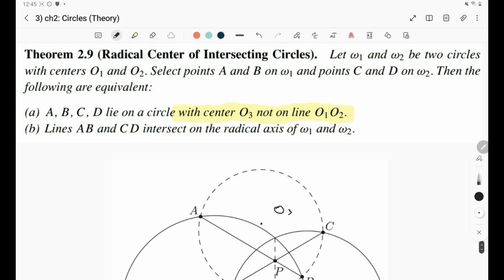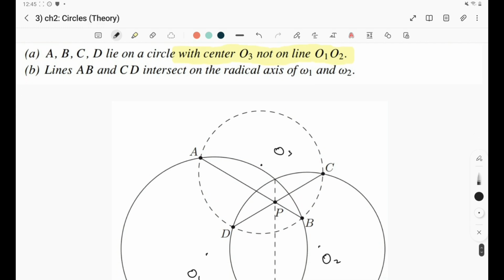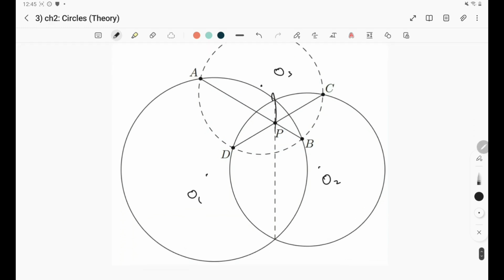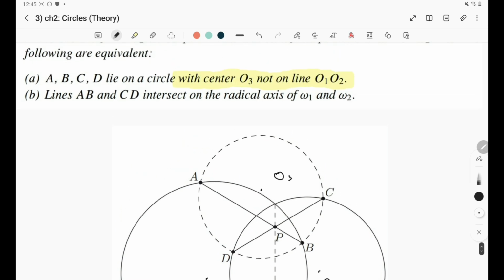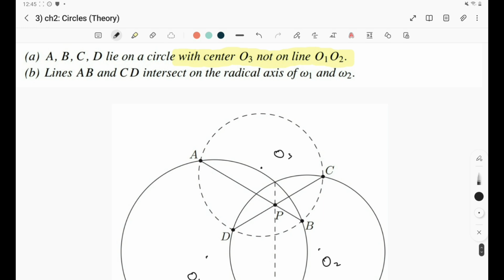Then we have the two statements below are equivalent. The first statement is A, B, C, D lie on a circle with center O3, not on line O1, O2. And the second statement is that AB and CD intersect here on the radical axis of the two circles. This is the radical axis, right, of gamma 1 and gamma 2. So let's try to understand what exactly is this. So let's first of all look at statement B.